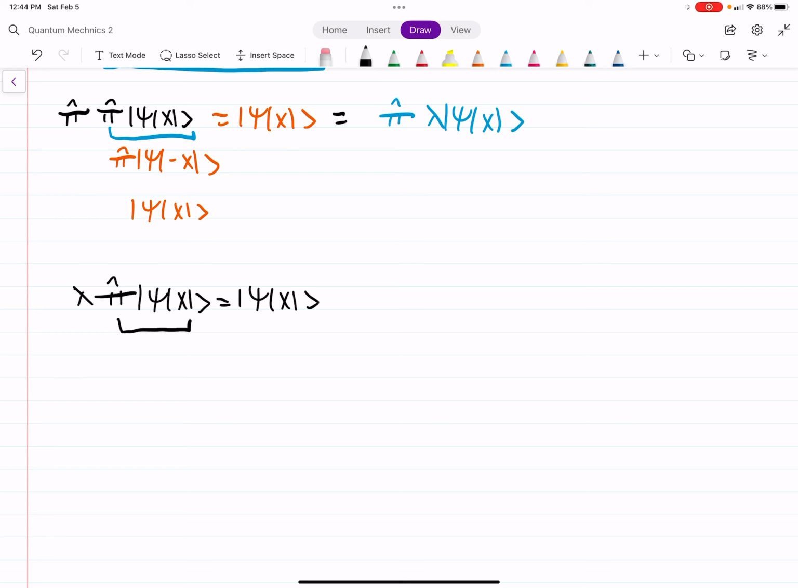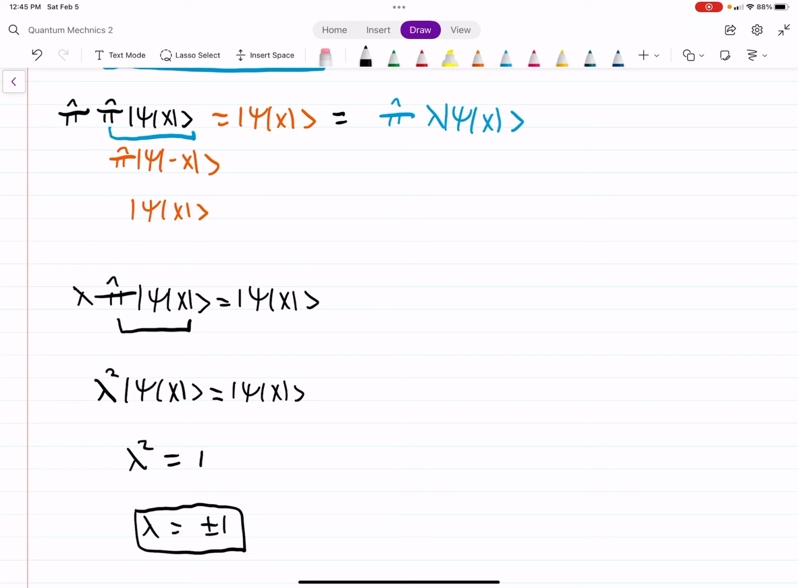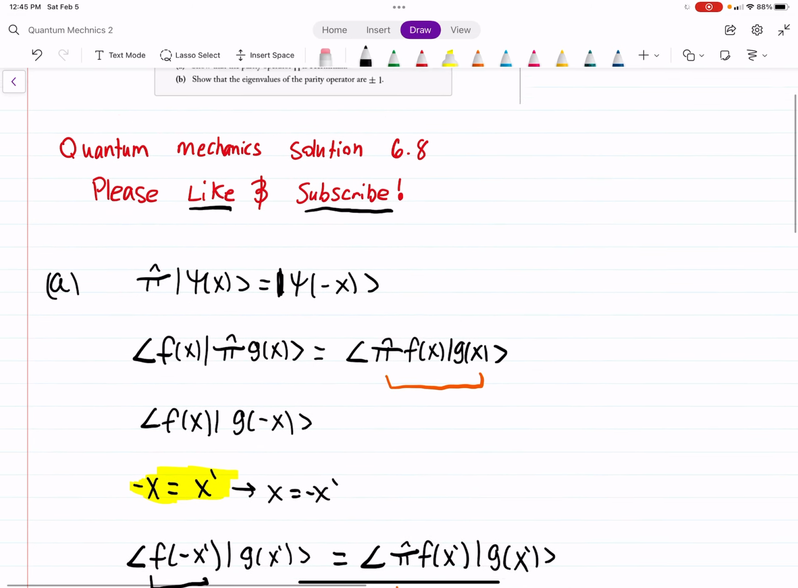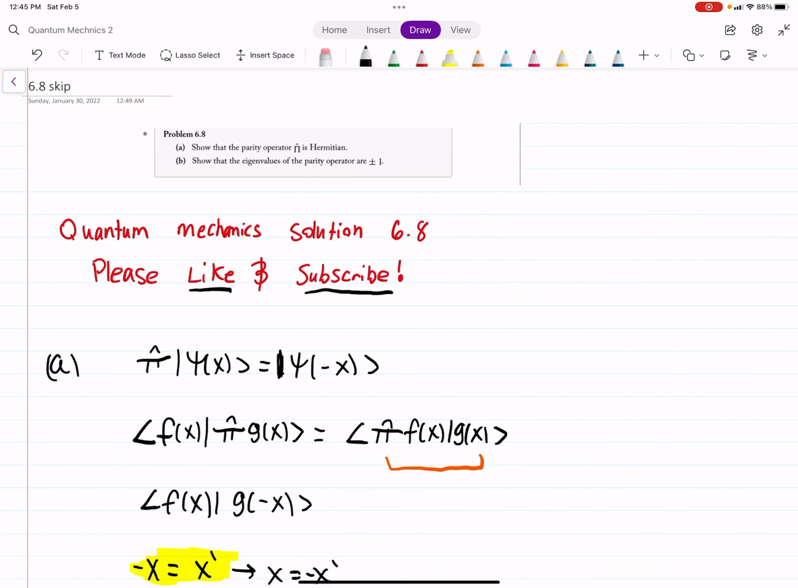We know what that is. Lambda squared psi of x equals psi of x, or lambda squared equals 1, which means lambda can be plus or minus 1. Okay, so those are the eigenvalues of the parity operator, and they are plus or minus 1.